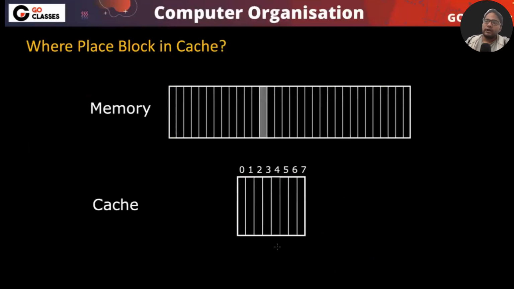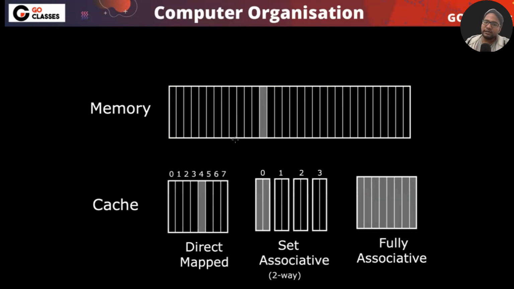So here we are saying that based on the placement itself, we are dividing it into multiple parts. Which means if I am saying that this can go to only one of them, then this is direct mapped. If that can go to two of them, then this is set associative, right? That's how we are dividing.